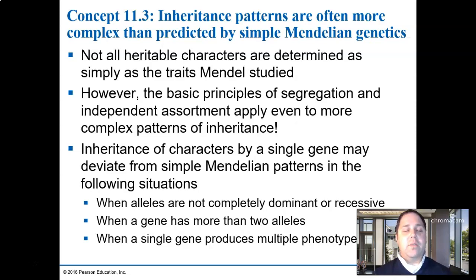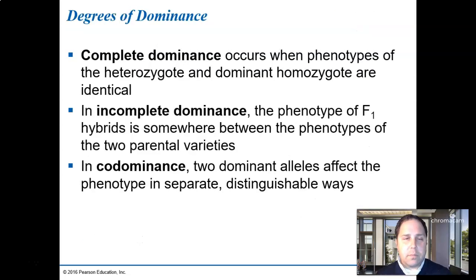So the 3 situations we're going to talk about here: sometimes alleles are not completely dominant or recessive, so you get more of a mixture than getting one or the other. Sometimes a gene has more than 2 alleles, so if instead of purple and white we talk purple, red, and white, you might get some different combinations. And sometimes a single gene produces multiple phenotypes, so there's more happening than one simple thing from one simple gene. Let's talk about degrees of dominance first.